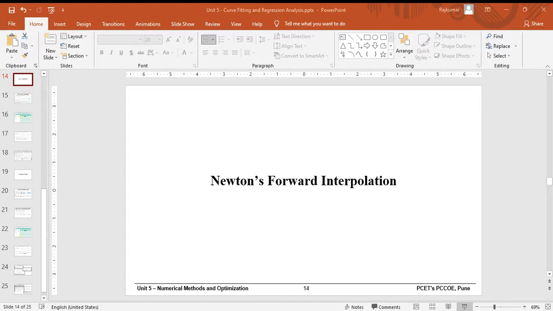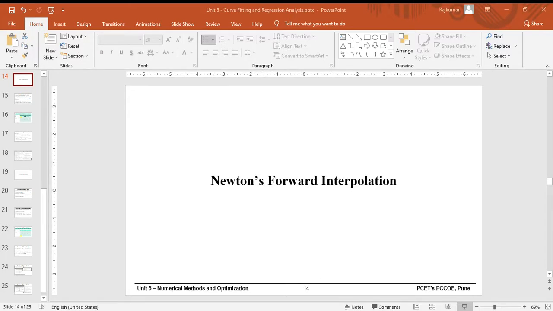And as I told you yesterday, when the interval is constant, then you need to use Newton's forward or backward interpolation for the given data set. And if the interval is not constant, in that case, you need to go for Lagrange's interpolation method.